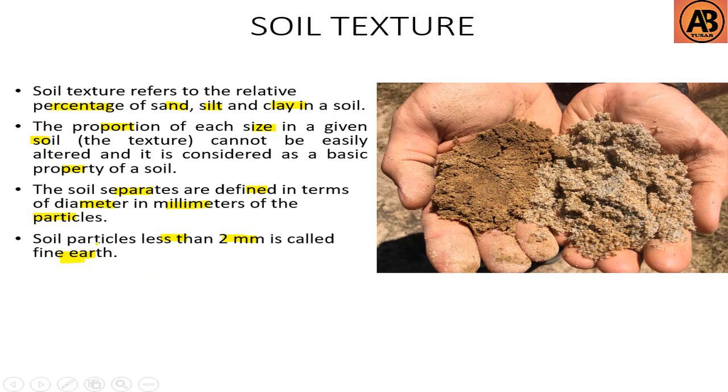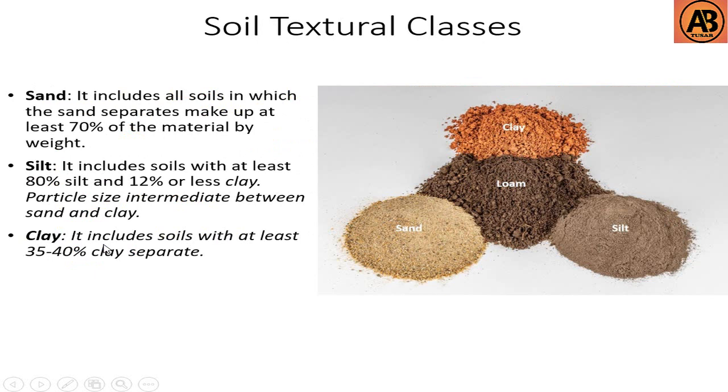Here we can see the soil textural class. We know that there are mainly three soil textural class: sand, silt and clay. Here we can see in the picture sand, silt and clay, and loam is the mixture of sand, silt, clay. So mainly three classes: sand, silt and clay.